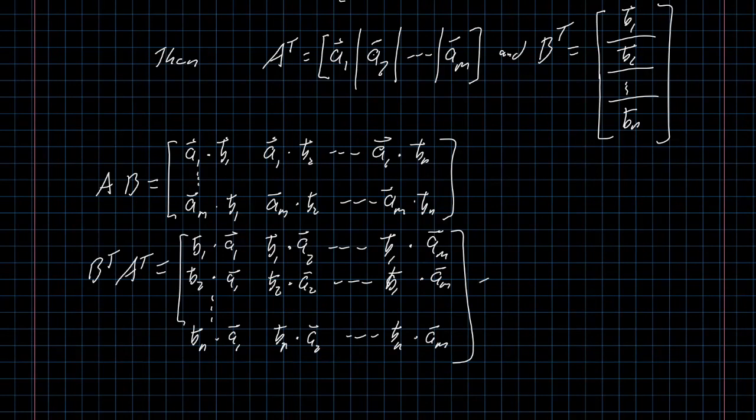But of course, we showed previously that the dot product is commutative. B1 dot A1 is the same thing as A1 dot B1. B1 dot Am is the same thing as Am dot B1.